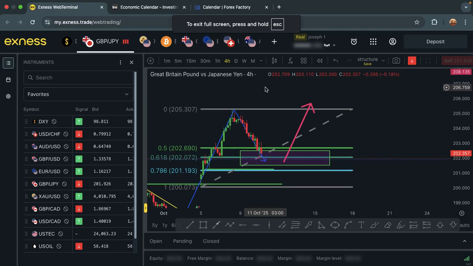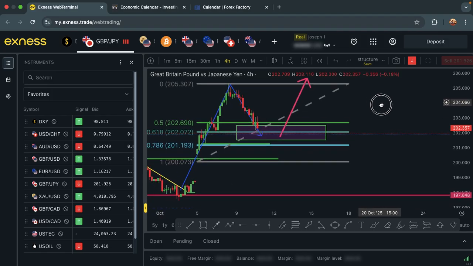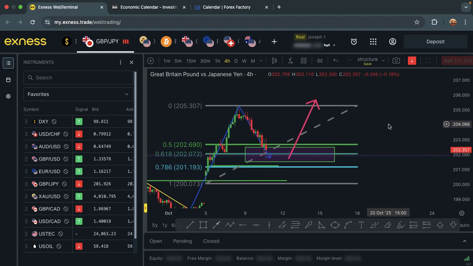So basically that's what I got for you guys. You can simply use this analysis to get entries on those pairs that I've actually analyzed.